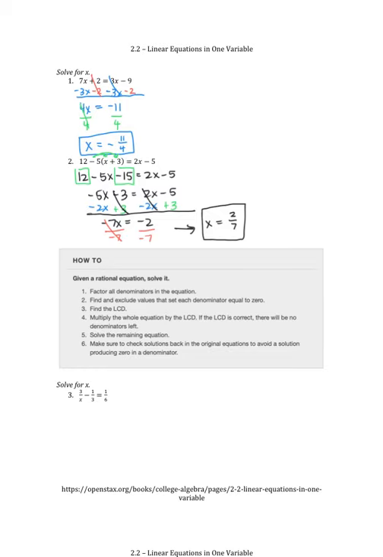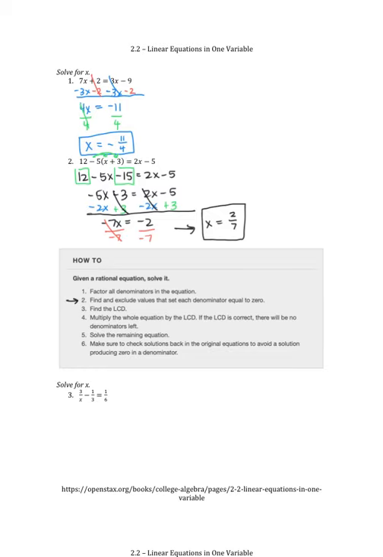The second thing is you're going to find and exclude values that set each denominator equal to 0, and we can kind of come back to number 2. So that's something you can do at the end, which is usually what I do, but you need to make sure you come back to that. Number 3, you're going to find the least common denominator.